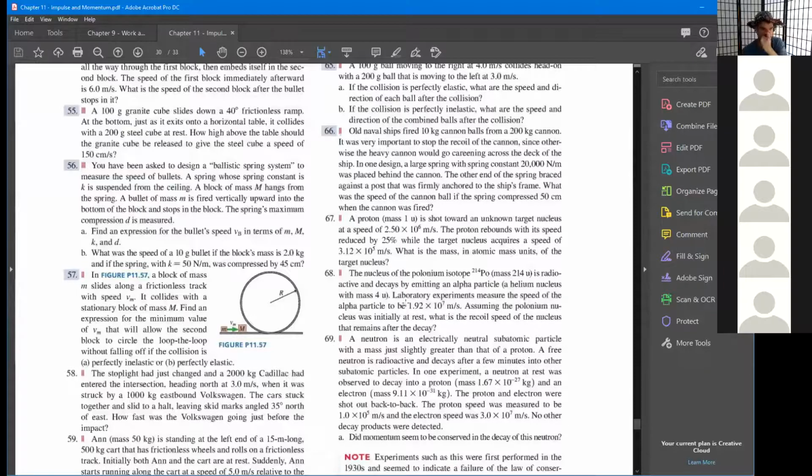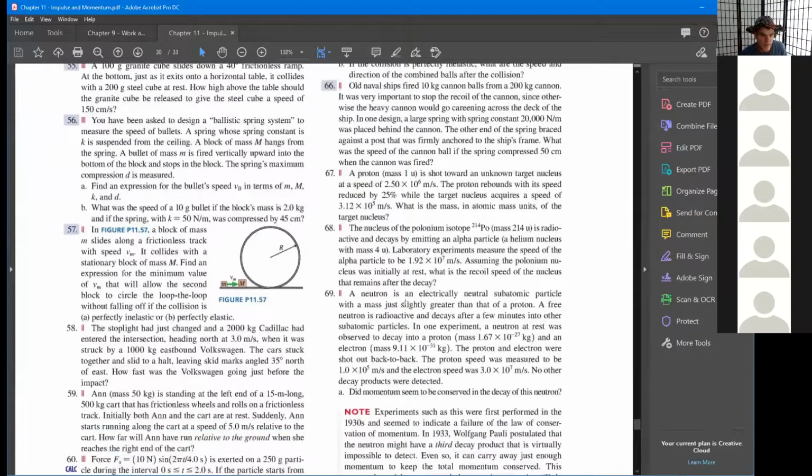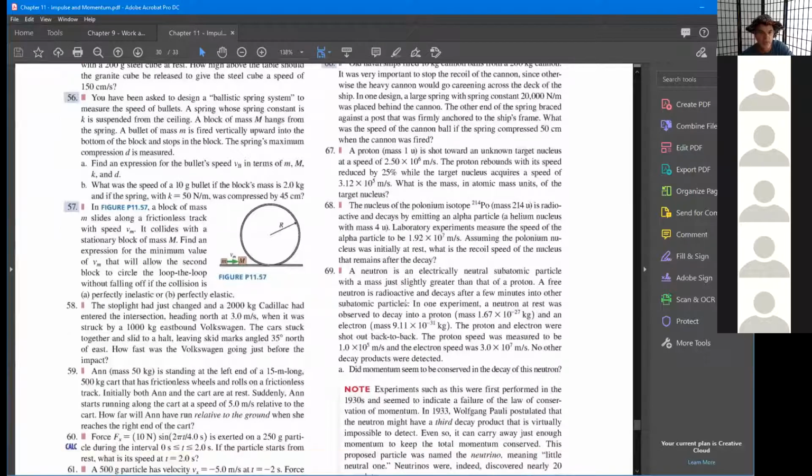Block of mass M collides with a block... Find an expression for the minimum value that will allow the second block to circle the loop without falling off. The collision is perfectly inelastic, perfectly elastic. So one, don't worry about the second part, perfectly elastic.